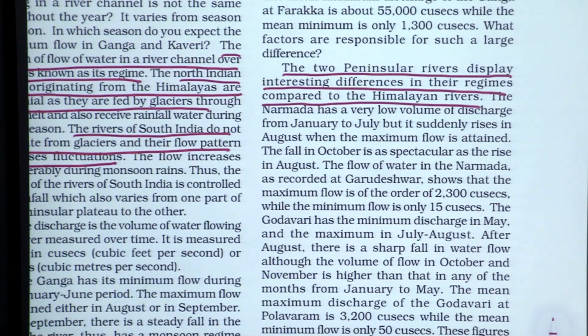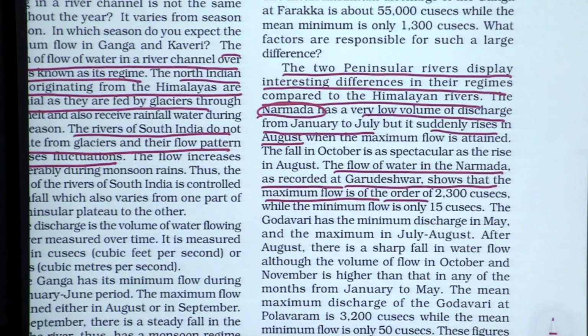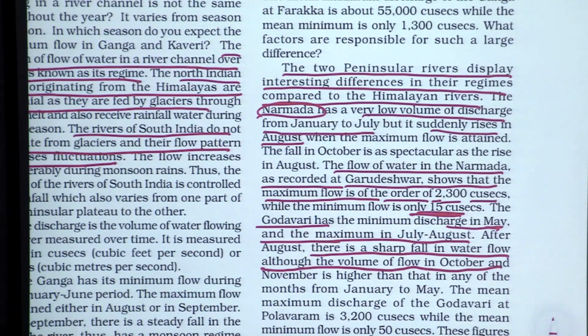Slight details: the two peninsular rivers display interesting differences in their regime compared to Himalayan rivers. The Narmada has a very low volume of discharge from January to July but suddenly rises in August. The flow of water in Narmada as recorded at Garudeshwar shows a maximum flow of the order of 2300 cusecs while the minimum flow is only 15 cusecs. So it's a big change. Godavari has minimum discharge in May and maximum in July, August. After August, there is a sharp fall in water flow, although the volume of flow in October and November is higher than that in any month of January to May.